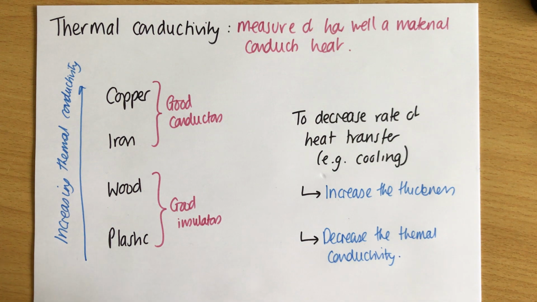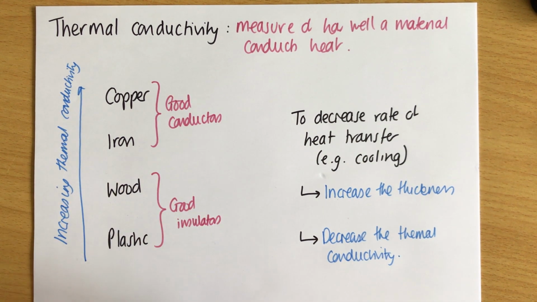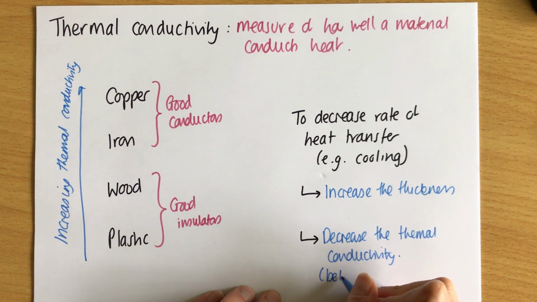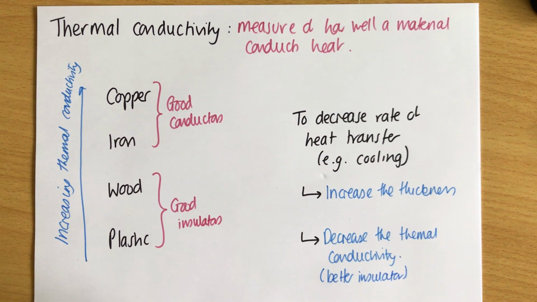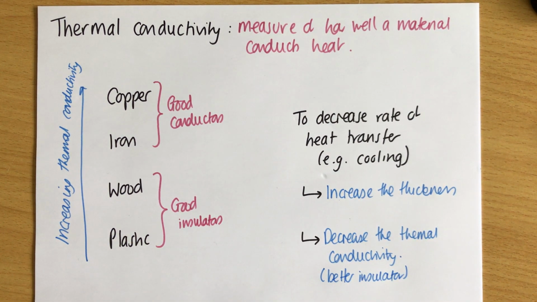You want to have good insulators, you want to have wood and plastic and brick and vacuums and air. So you can either decrease the thermal conductivity, make them less good conductors, make them better insulators. I'll put that in brackets, better insulator. And you can also increase the thickness of the wall because that will make it a better insulator. It'll be harder for the heat to get through.